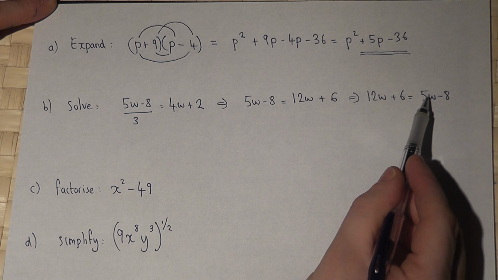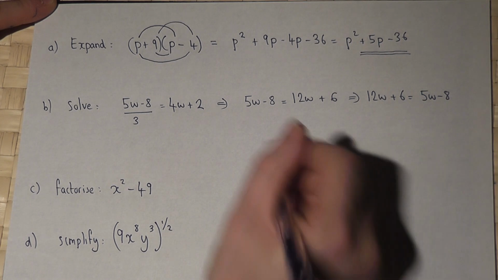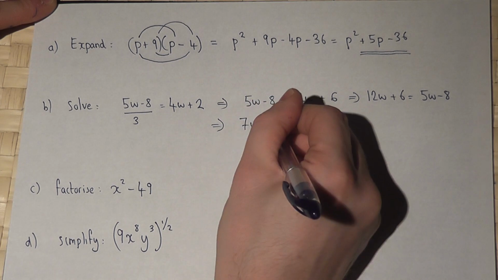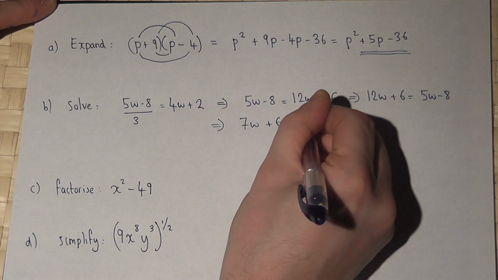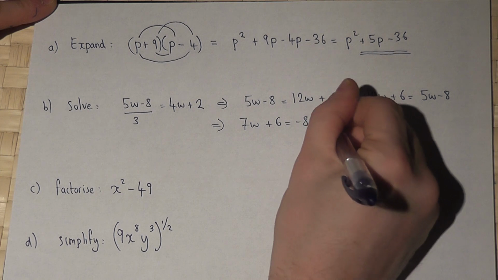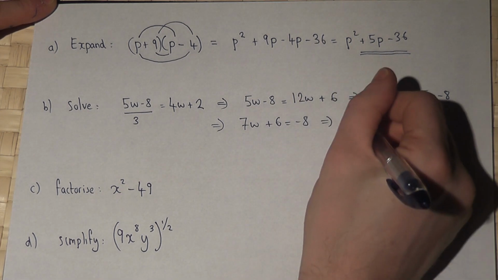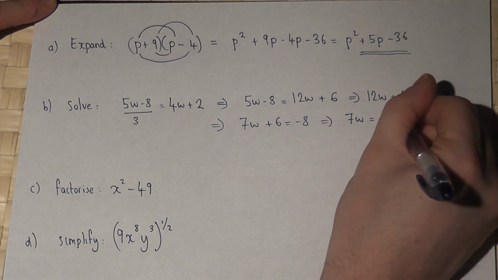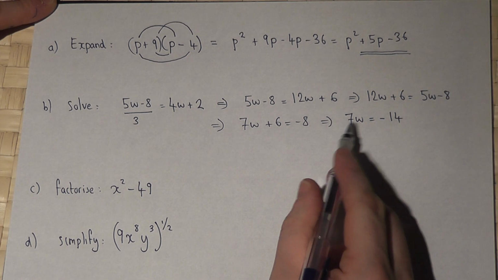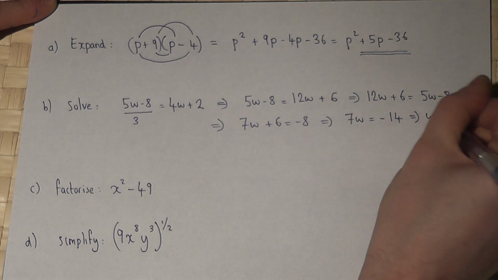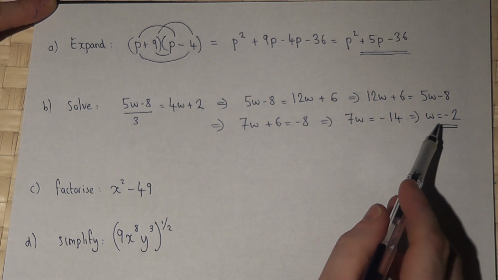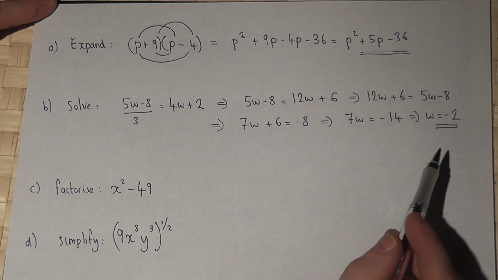I now take away 5w from both sides. So I get 7w plus 6 equals minus 8. I then take 6 from both sides. So 7w equals minus 14. And then divide by 7. So w equals minus 2. And that is the solution to the given equation.